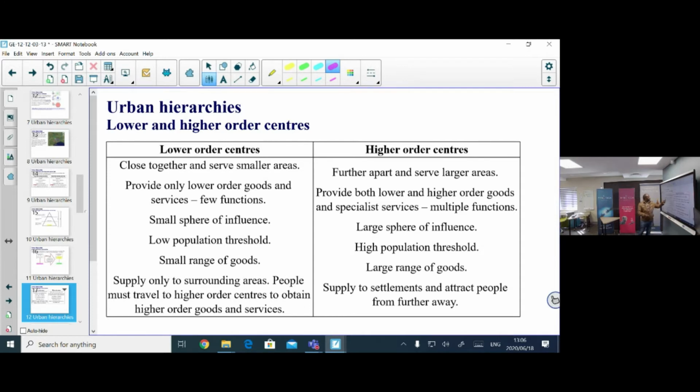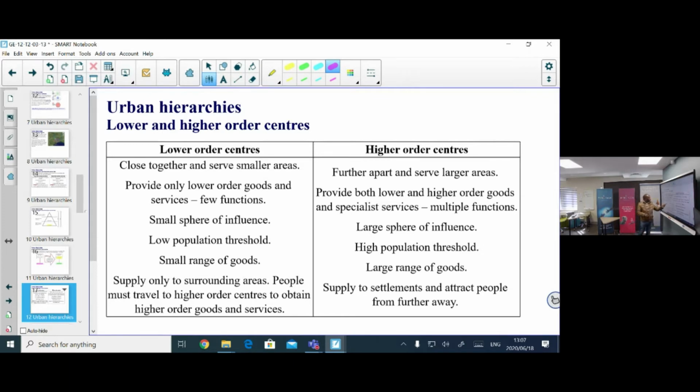Lower order centers provide only lower order goods and services and few functions. Whereas the higher order provide both lower and higher order goods and specialist services, that is multiple functions.